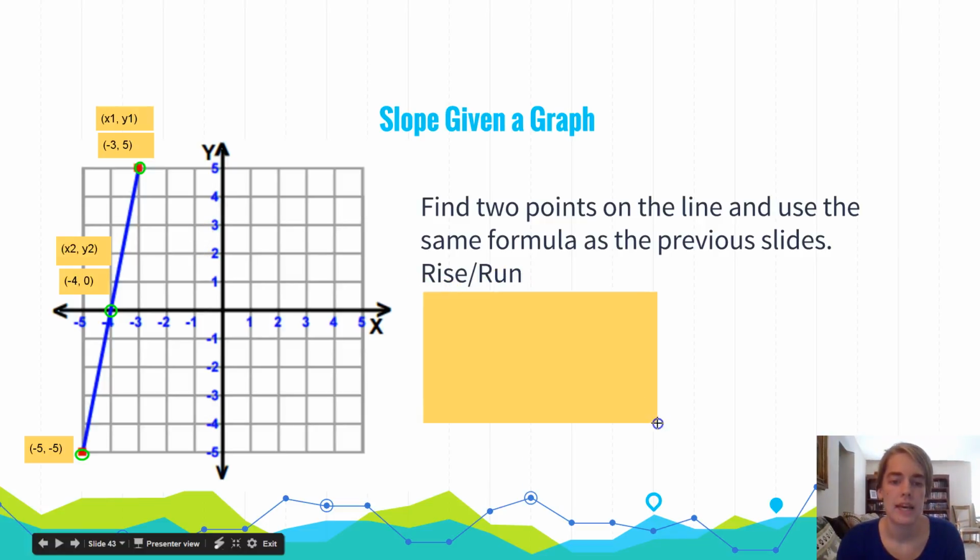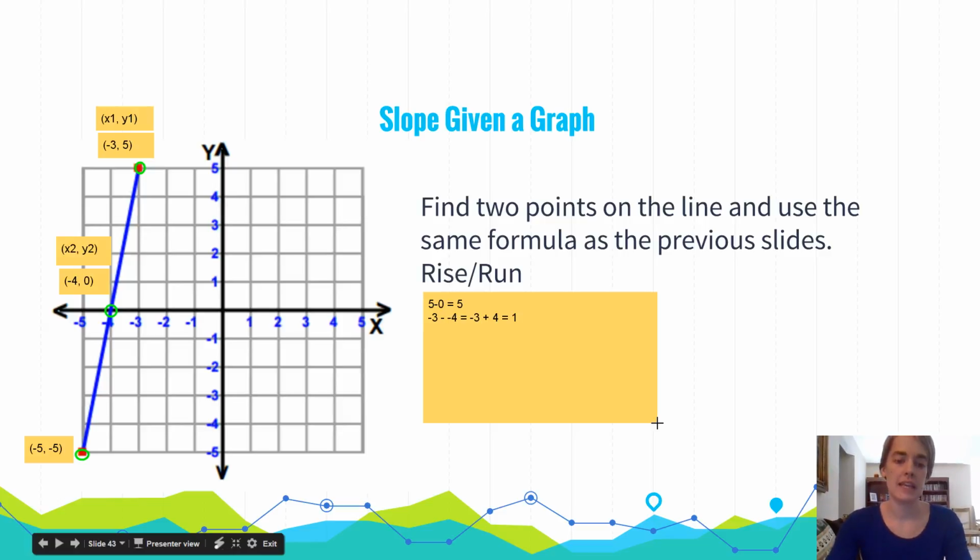So let's go ahead and put that into our formula. Our y's are our y values, so subtract those. Our y values are 5 and 0, which give us 5. Our x values are -3 and -4. So -3 minus -4, remember 2 negatives kind of squished together like that is really adding. -3 plus 4 is 1.